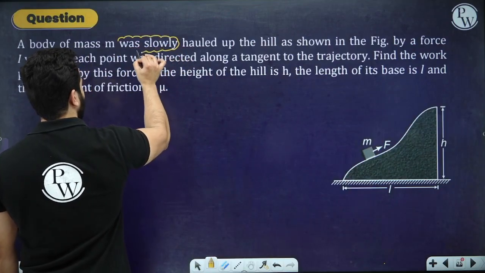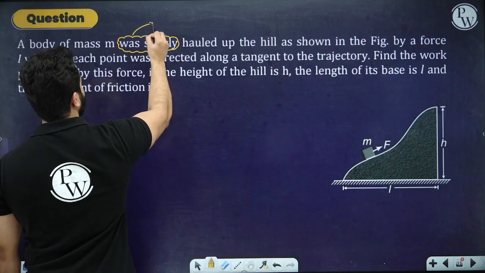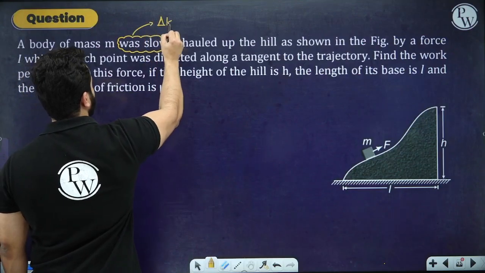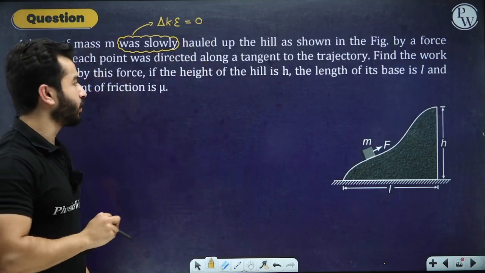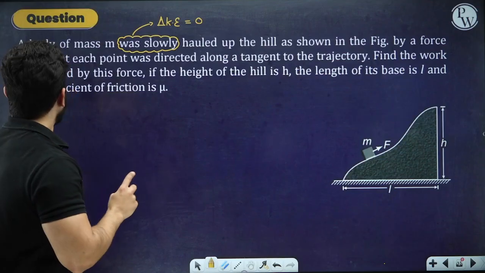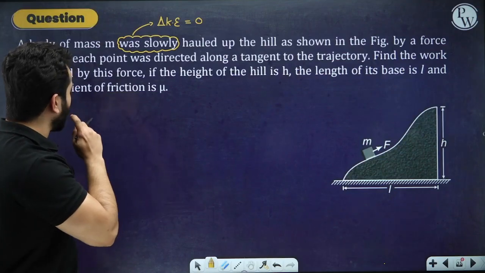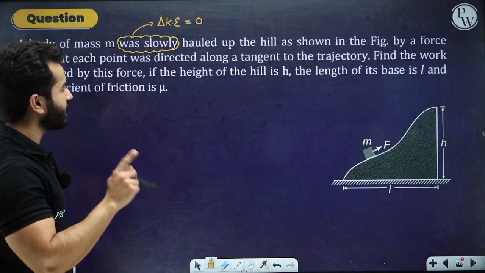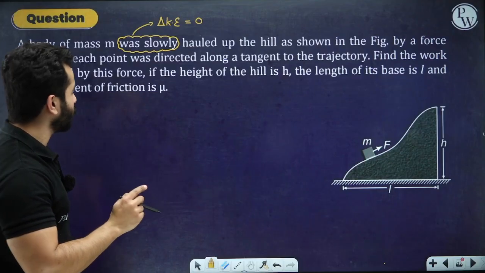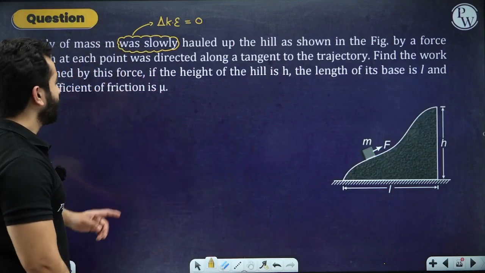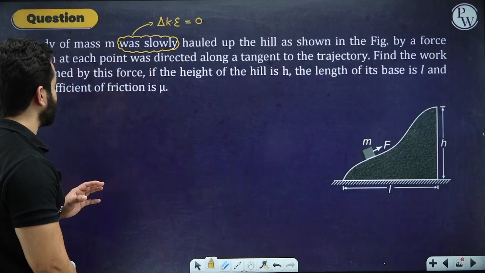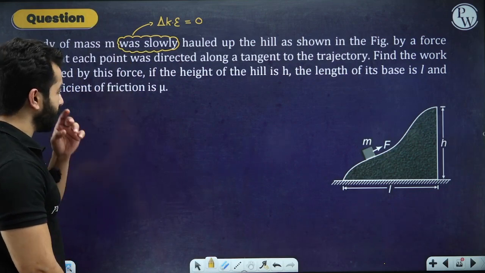When they specifically mention this word, it means that there is no change in kinetic energy. It is not speeding up. This is actually an important concept. By a force which at each point was directed along a tangent to the trajectory. So according to this, I am also going to tell you what happens. Find out the work done by this force if the height of the hill is h and the length.